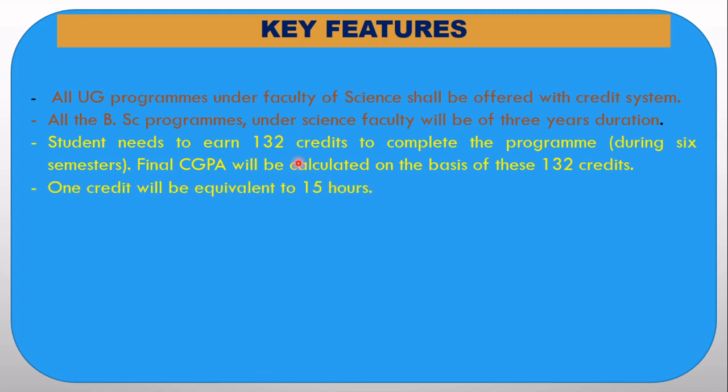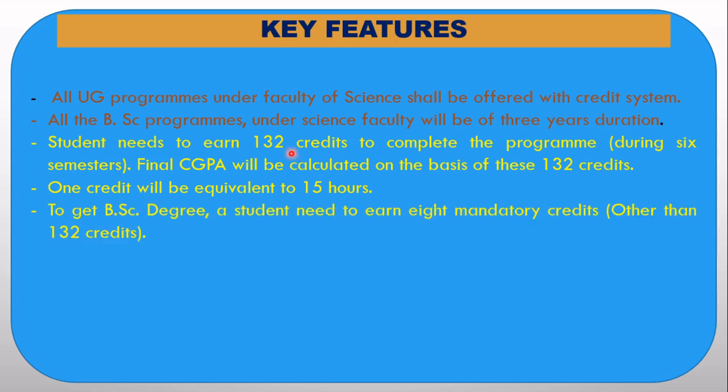One credit will be equivalent to 15 hours. So one credit is equivalent to 15 hours. To get a BSc degree, a student needs to earn 8 mandatory credits other than the 132 credits. So these are regular credits, that is 132 credits. To pass the degree, he has to earn credits from these 132 credits.